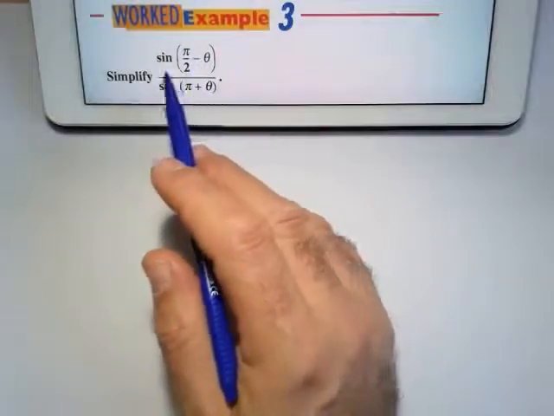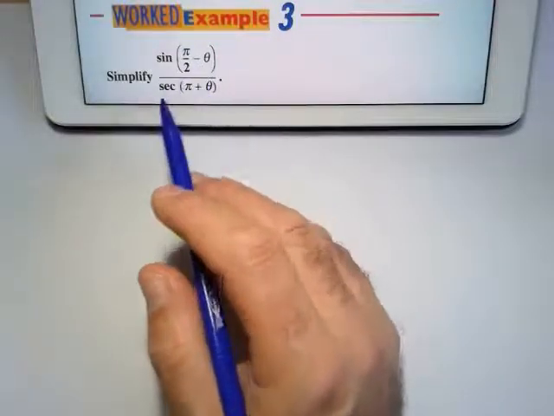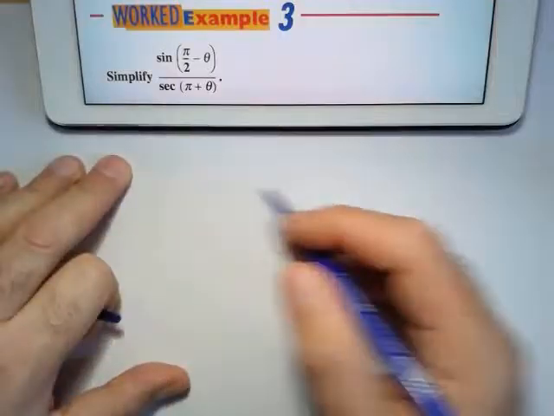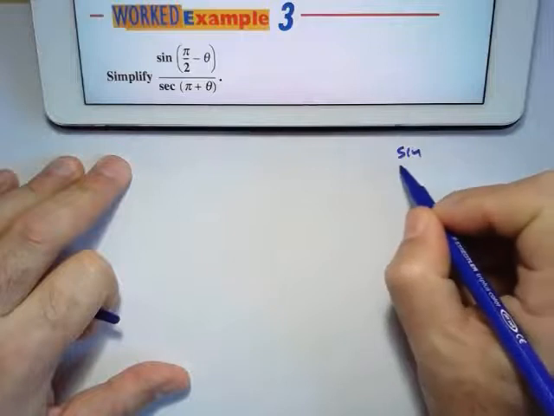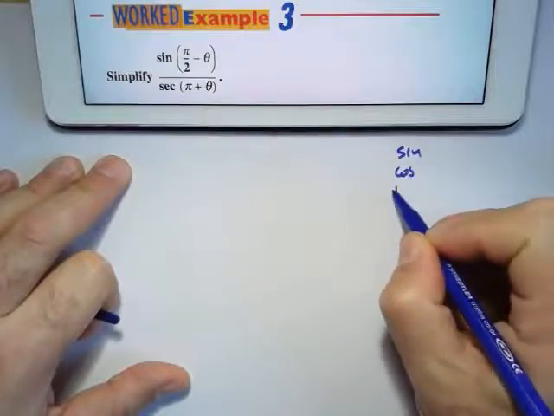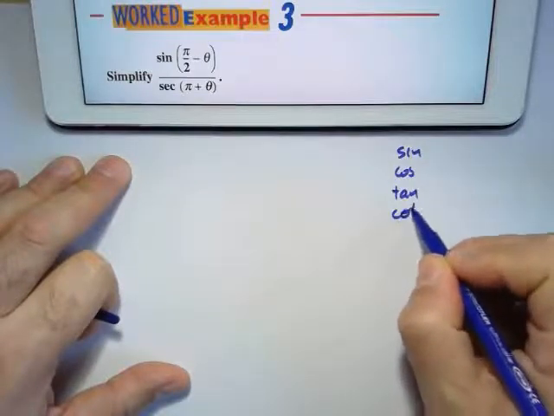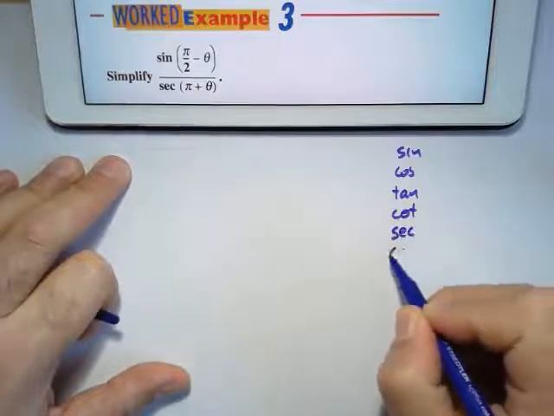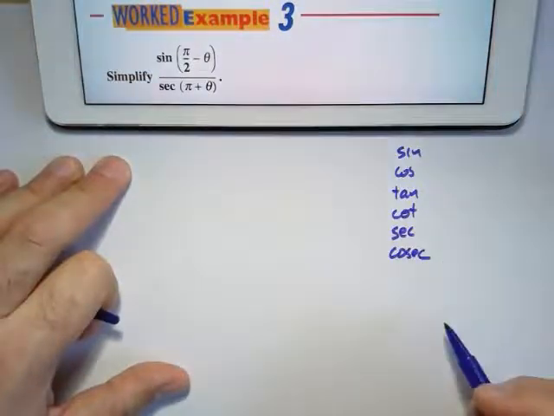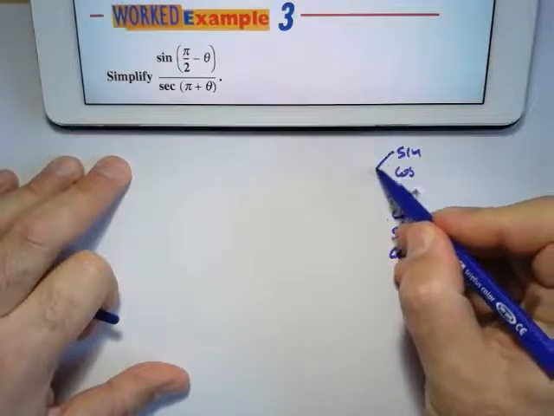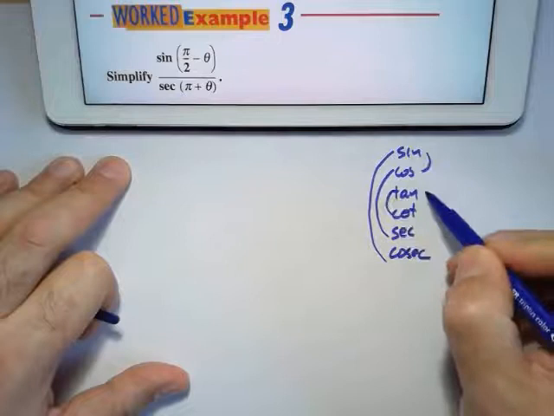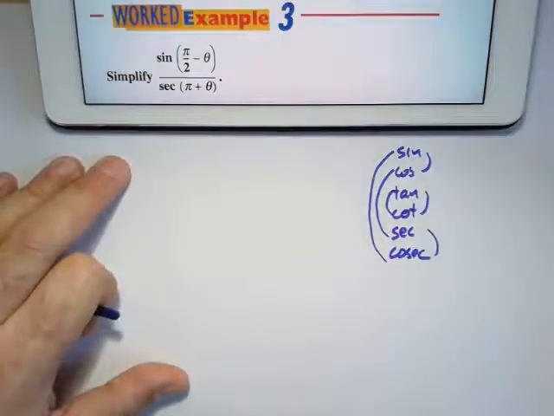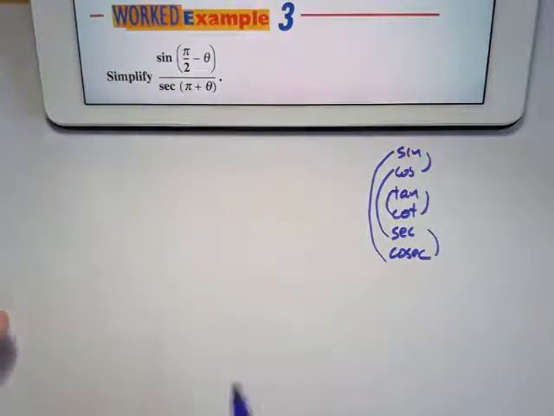Simplify the sin of pi over 2 minus theta divided by sec pi plus theta. Sometimes I just go and say sine, cos, tan, cot, sec, cosec. And I remember they are inverse functions, they are complementary functions. So just so that I can remember that.